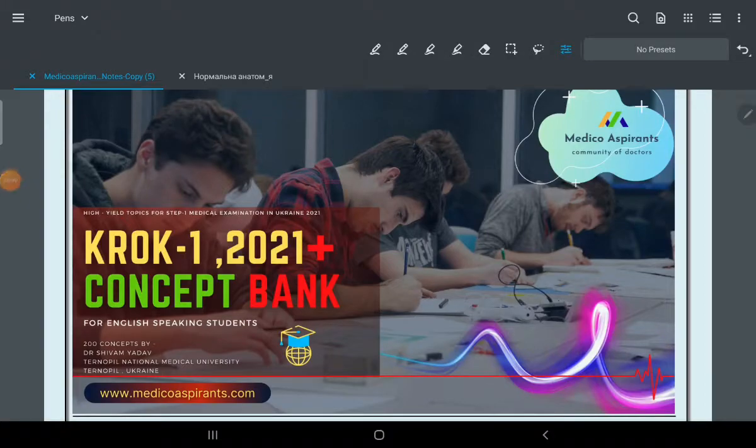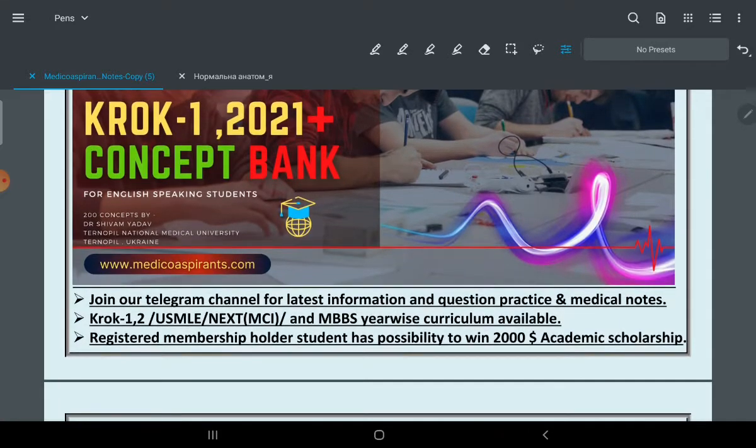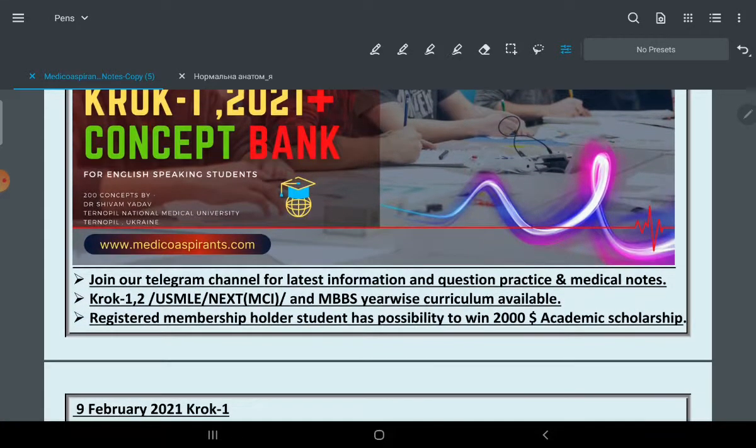Hello guys, and in this series we are going to see the questions asked in the 2021 Krok examination, and here I am going to give you the easiest explanation which you can apply to further questions. So let's begin. Here it's going to be conceptual, and mnemonics and tricks will also be available, so it's up to your comfort how you want to use them.